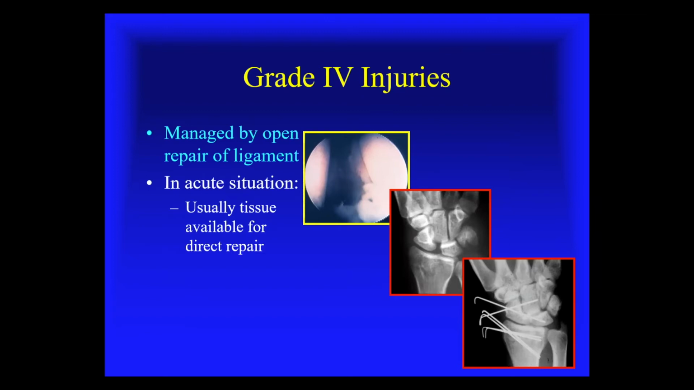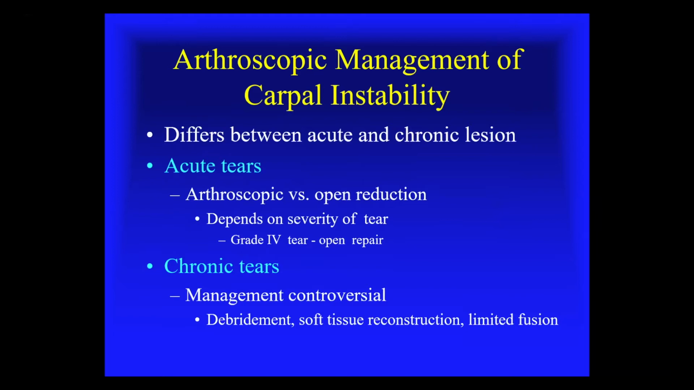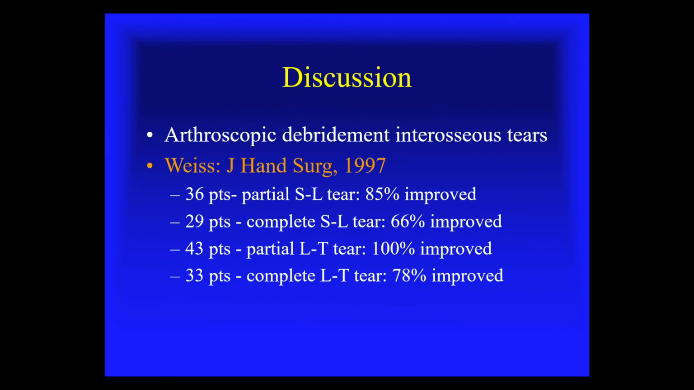But the grade 4, we've got a complete tear. I think open repair of this ligament is the best option, either between the scapholunate or lunotriquetral. And I think the real key, Terry Whipple taught us, is that there's a big difference between acute and chronic tears. The acute tears, I think we can do arthroscopic reduction. Grade 4, again, an open repair. But chronic tears, obviously, it's very controversial. What do you do with these tears? But arthroscopy can help us identify this and help us make a decision.